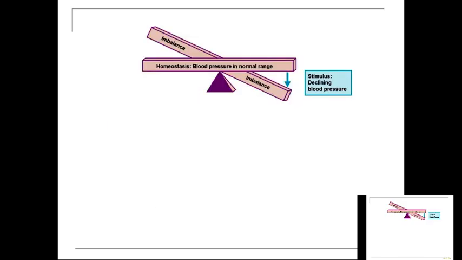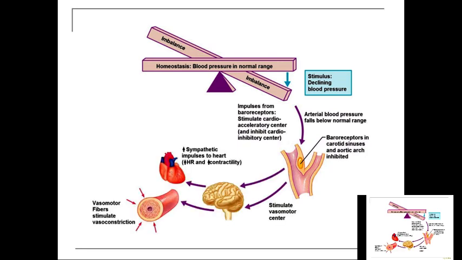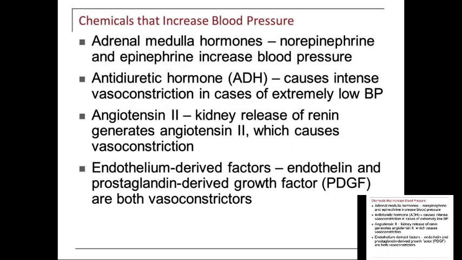and blood pressure goes back to normal. If the blood pressure dips and the same baroreceptors pick that up, then it's going to stimulate the vasomotor center, increase sympathetic tone, increase heart rate and contractility, vasoconstrict so that the peripheral resistance goes up, cardiac output increases, and then blood pressure also goes up.